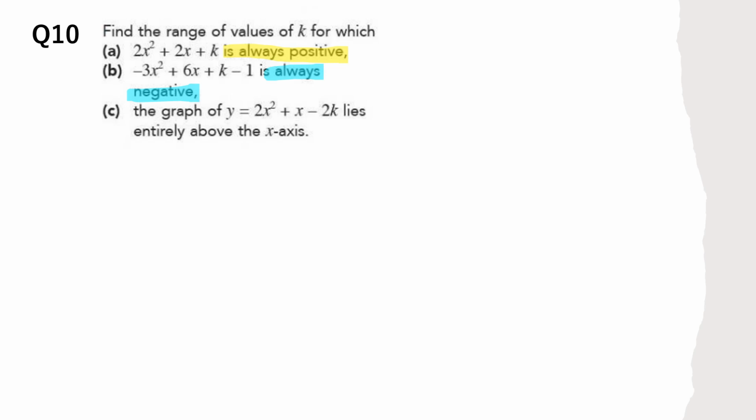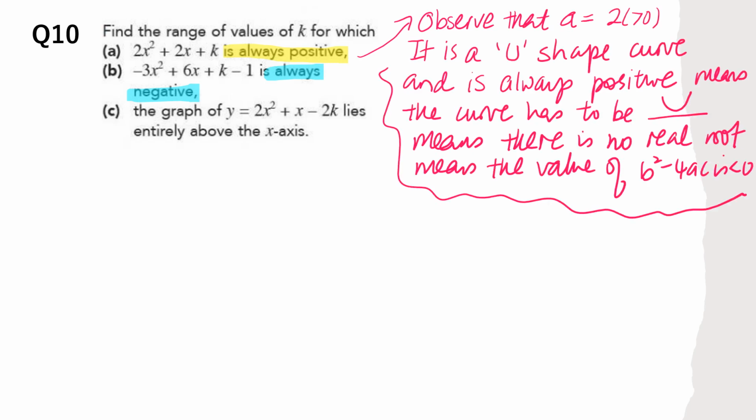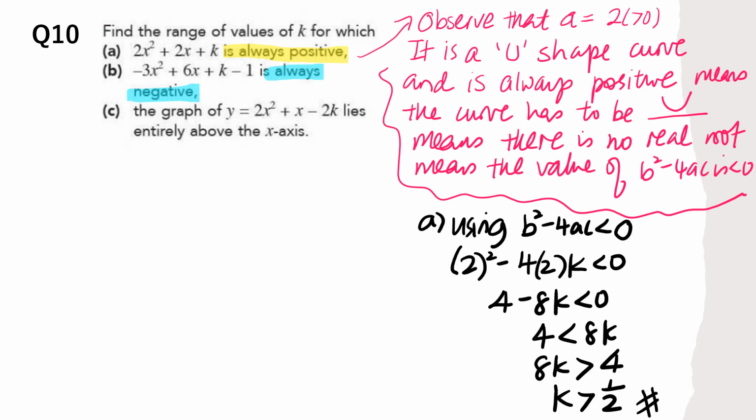Okay, so if you look at 10a, this is what I've just explained. The coefficient of x squared is 2, more than 0, so it's a U-shaped curve. And because the question requires your curve to be always positive, it means the curve is entirely above the x-axis. So therefore, it does not have any x-intercept, so there is no real root, and therefore the value of b squared minus 4ac is less than 0. This is the concept that you must have before we can go solving it.